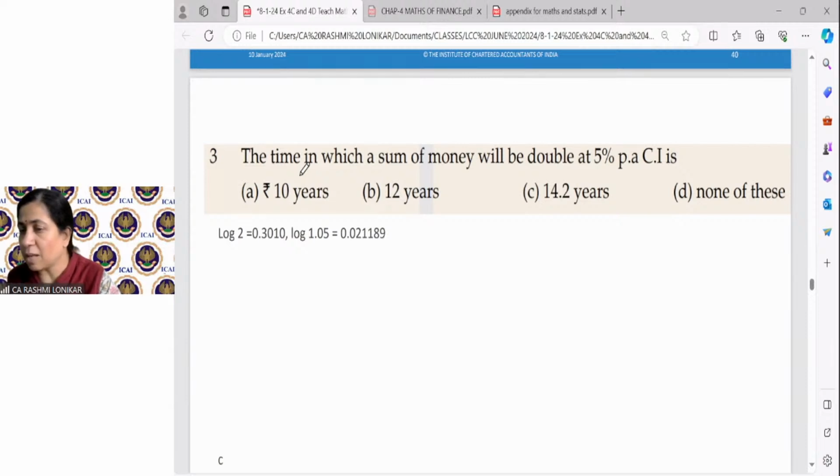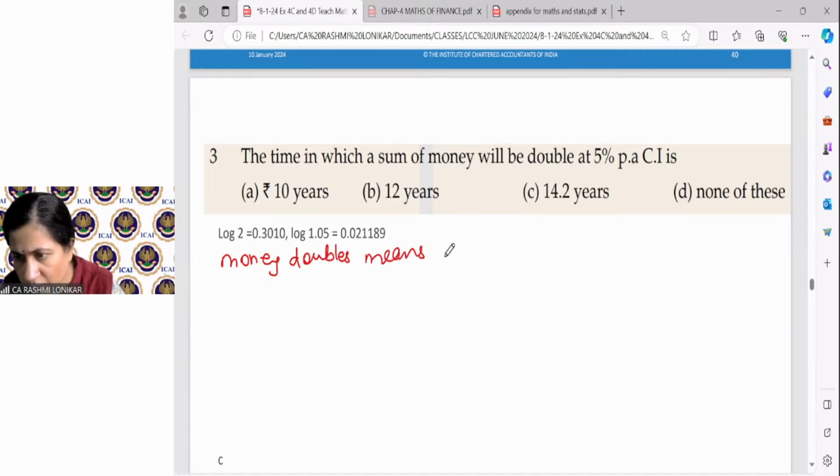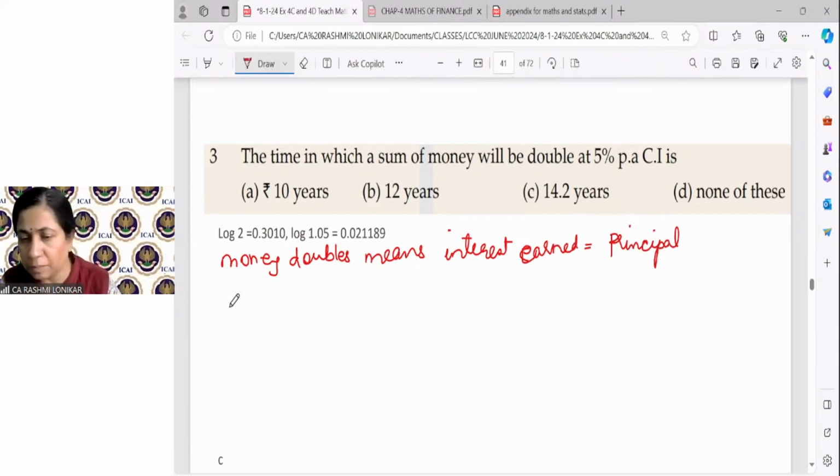The time in which a sum of money will double at 5% per annum. Money doubles means interest earned is equal to the principal. So amount will be equal to principal plus interest, which is equal to 2P.